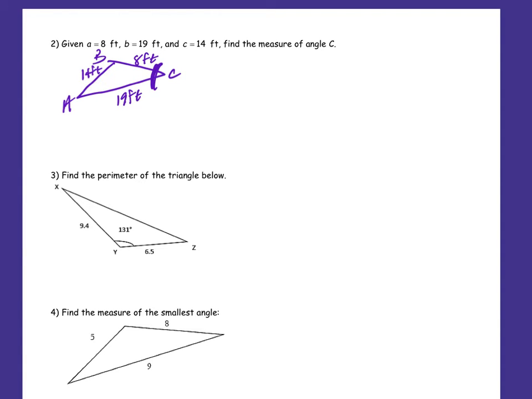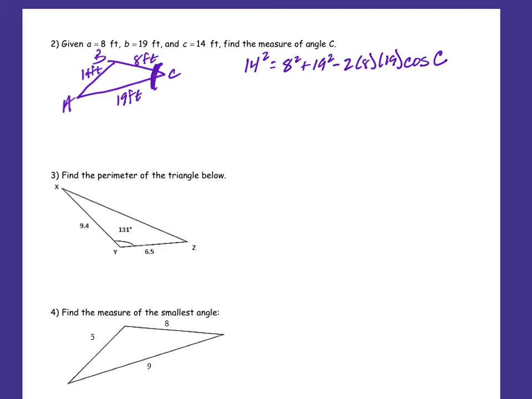Okay? So the law of cosines starts with the side opposite that angle, which happens to be 14, on the outside. So this is 14 squared equals the other two sides, 8 squared plus 19 squared, minus 2 times those two sides, times 8 times 19, times the cosine of C.